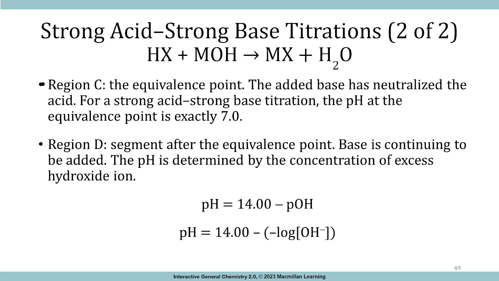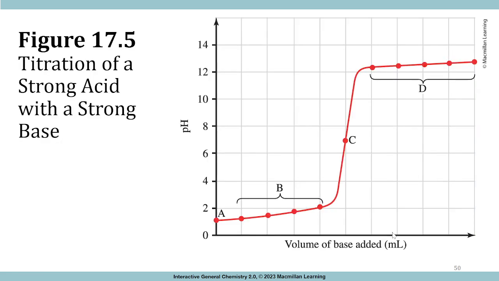Region D is the segment after the equivalence point. The base continues to be added, and the pH will be determined by the concentration of your excess hydroxide. Whatever amount of hydroxide you added, subtract the strong acid from it, and that excess gives you the pOH first, and then the pH. Again, that's just excess base at that point.